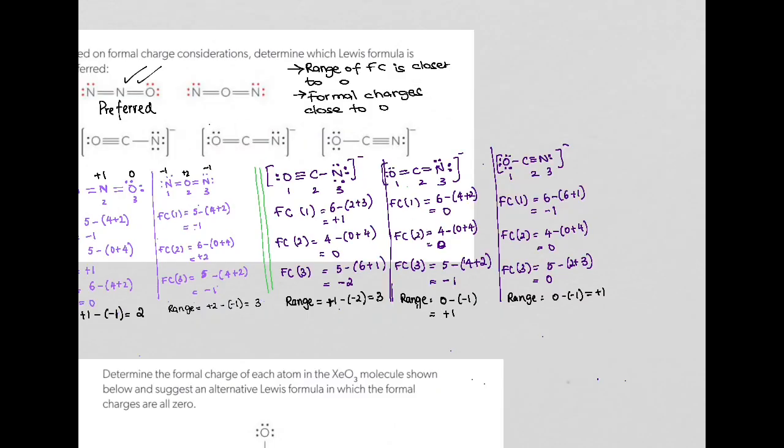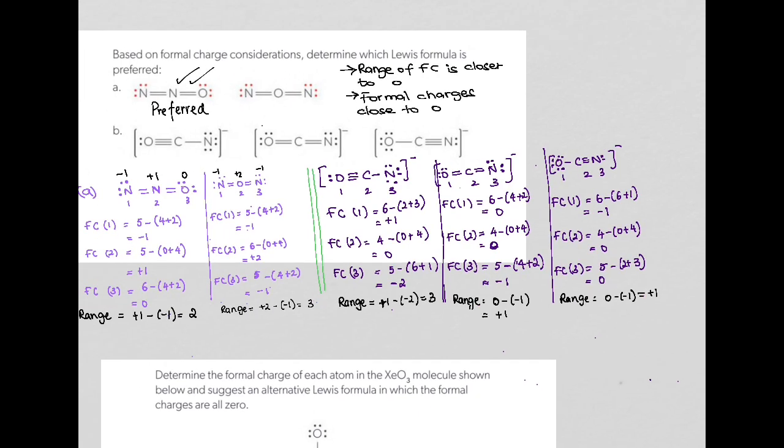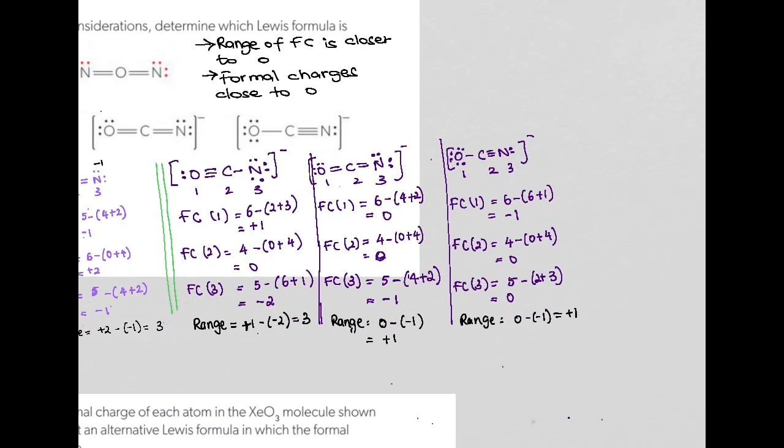Now for the second question, I also calculated the formal charge of each atom in each structure as FC1, 2, 3 as labeled here. And you can already eliminate structure 1 because here the formal charge values are the furthest apart from 0, so range is 3.